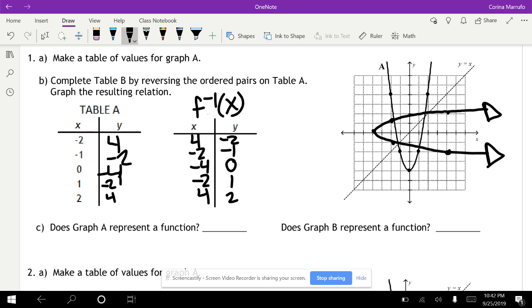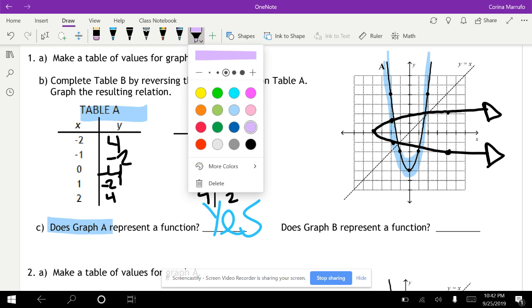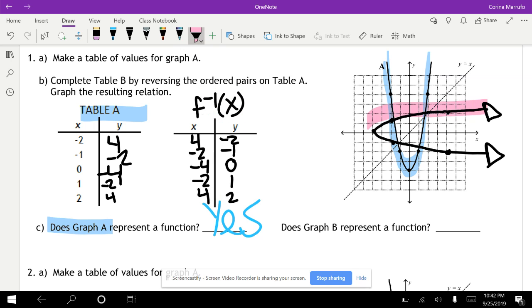It says, does graph A represent a function? So the original graph, graph A, which is what we got from table A. If I try the vertical line test, that's how we check, we notice that our x values do not repeat. So yes, this does represent a function. Now graph B, which is our inverse function, doesn't represent a function. If we were to do the vertical line test, it would fail, because if I make this vertical line here, you will see that it crosses at 2 points at the same time. So this is not a function.